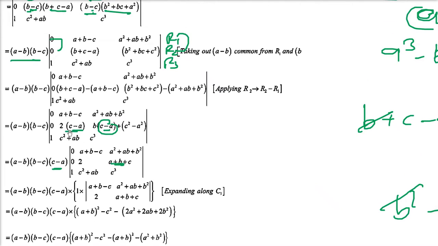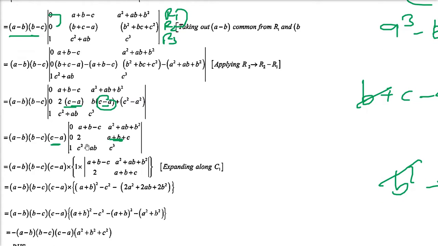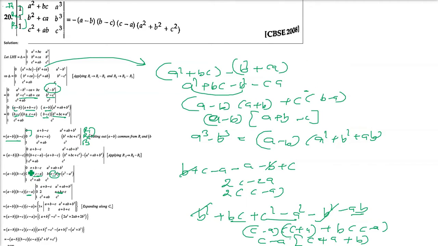Okay, now it's time to open it using the first column. So this column we are going to open. So what will it be? I'm doing the last part because the zeros I'm not doing, only the last one I'm doing. It will be a plus b minus c, and a square plus ab plus b square.